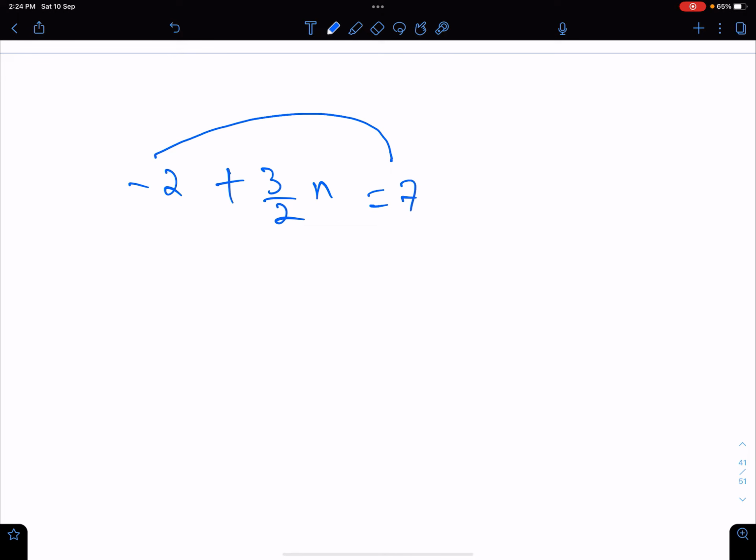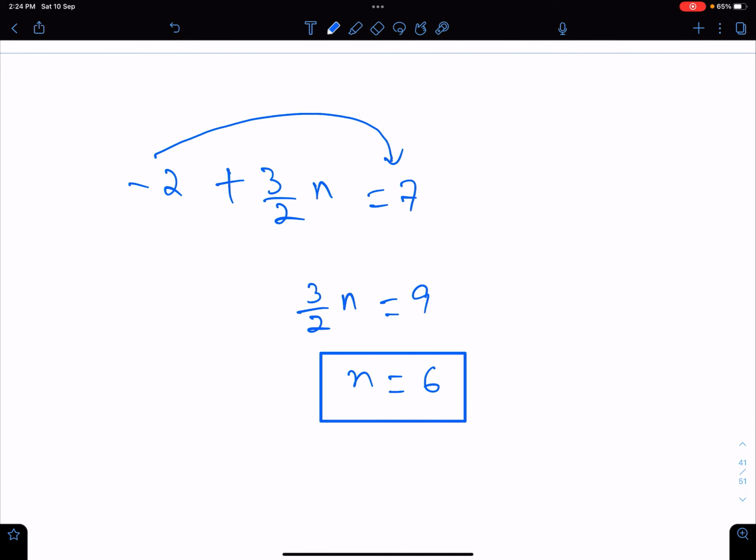So bring this to here. So when you bring this to here, you will get 9. When you simplify this, you will get, I think, 6. So this is the required value of n.